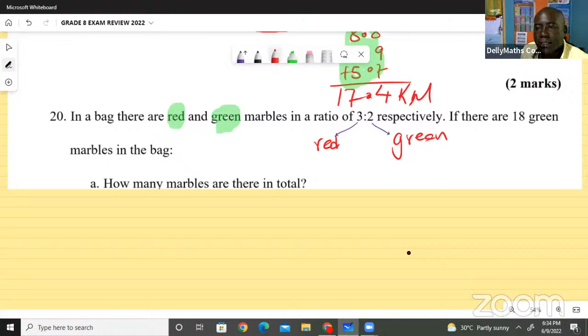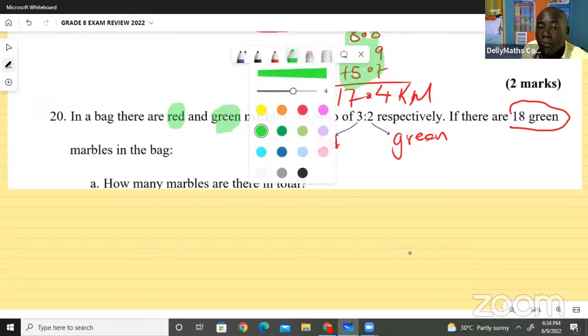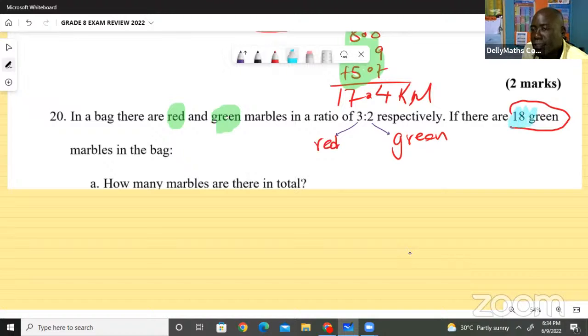The question says, if there are 18 green marbles, 18 green. So we're going to have to focus on the green. We will have to focus on the link. There is a link statement connecting ideas. We've got the fact that there's 18 green, and we know about the green parts. The green parts is 2. So we're saying that green got 2 parts. Then that means there is a link between the 2 parts and the 18. So that is what we're going to use to help us understand how to work out the total.